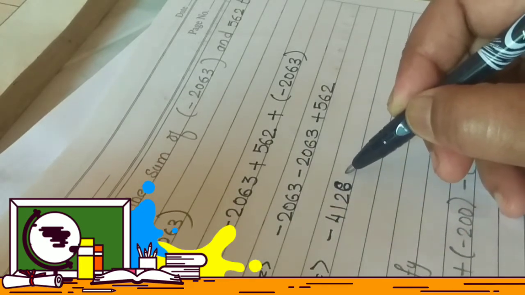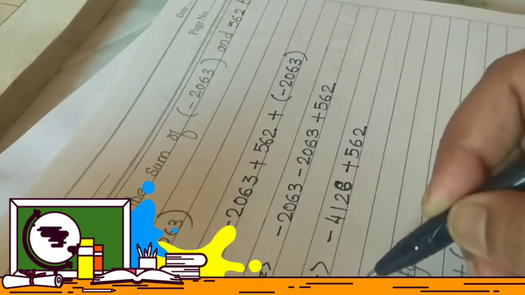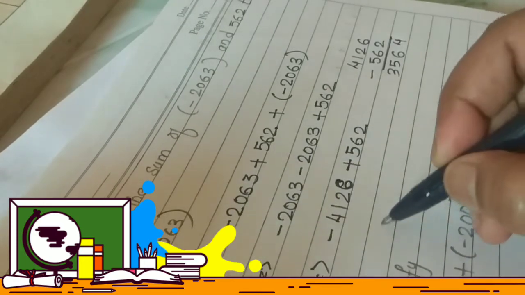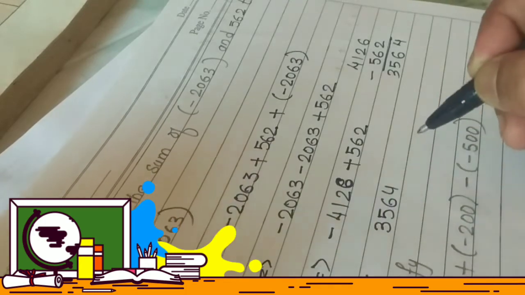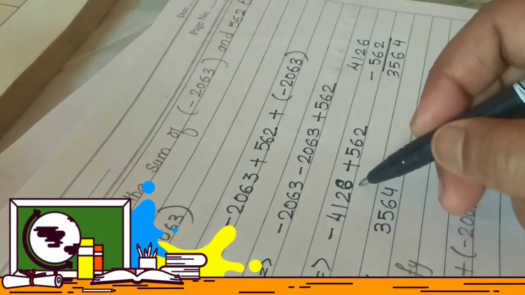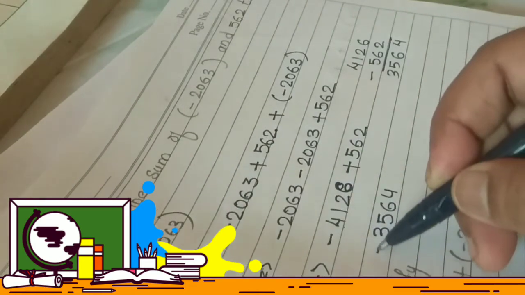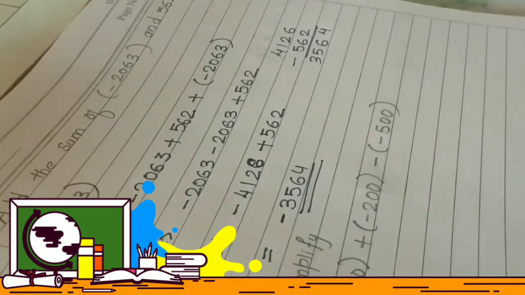But we have to add that number. Plus 562. Now I am subtracting these two numbers. So we will get the answer 3564. And what is the sign of the bigger number? Plus, minus, minus. We have to put the sign of the bigger number. So the bigger number is negative. So the answer will be minus 3564.